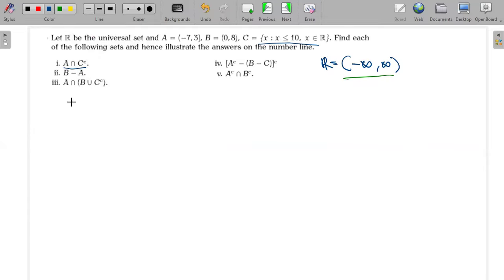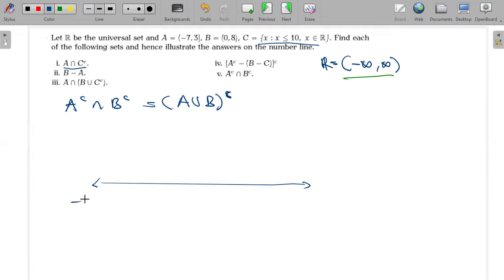So here you have A complement intersect B complement. By De Morgan's laws, we can just write this as A union B, and then complement. So what is A union B? Our A is -7 to 3, so there it is open, and there it is closed.